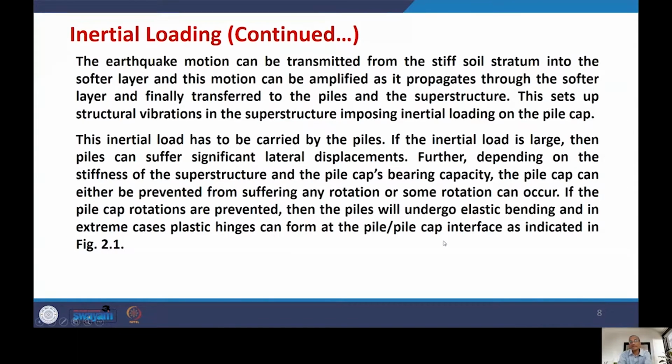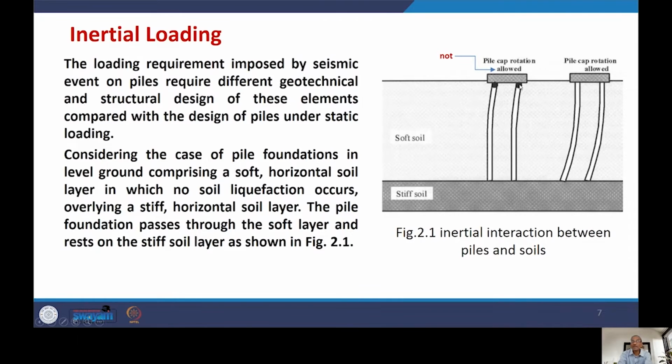Now this inertial load has to be carried by the piles. If the inertial load is large, then piles can suffer significant lateral displacement. And depending on the stiffness of the superstructure and the pile cap's bearing capacity, the pile cap can either be prevented from suffering any rotation or some rotation can occur. If the pile cap rotations are prevented, then the piles will undergo what is called elastic bending, and in extreme cases, plastic hinges can be formed. The pile cap interface is indicated in figure 2.5. So this is the case when you are preventing the pile cap from rotation, hinges will be formed and the pile cap will undergo them here.